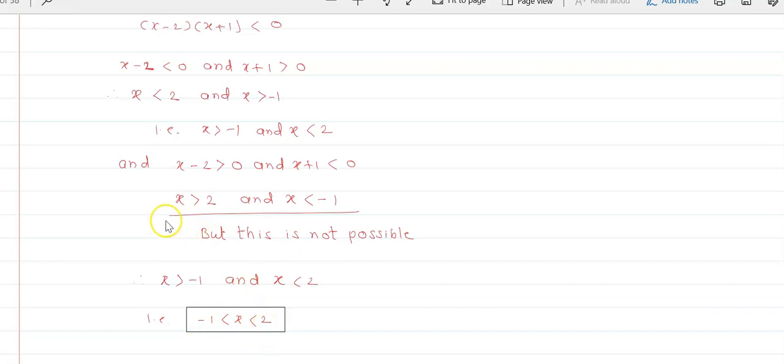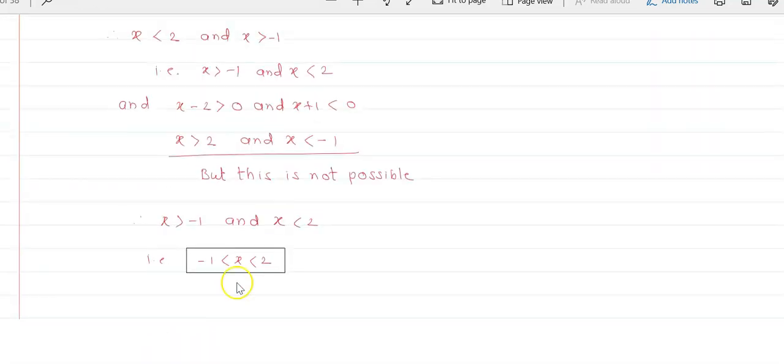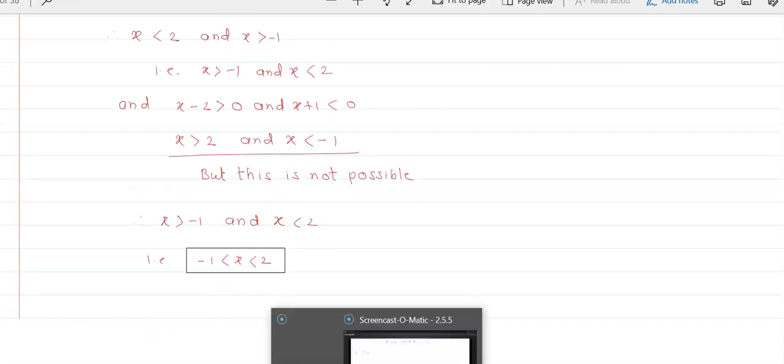Again I am writing, for the strictly increasing, the first derivative of the given function is greater than 0. For the decreasing, the first derivative of the given function is less than 0. By mistake I had written less than or equal to 0, but it is less than 0. Now we'll see again the same problem.